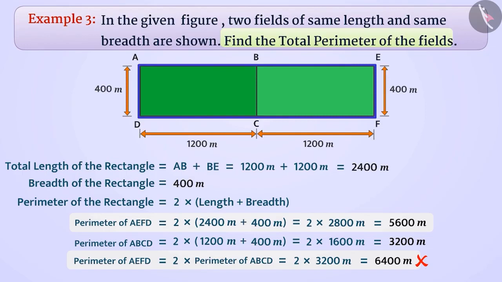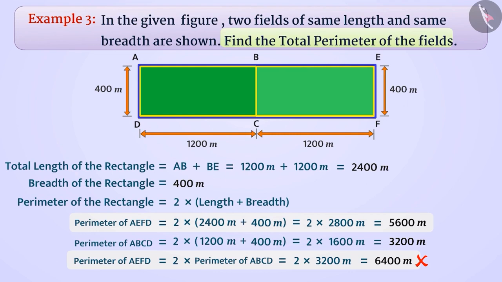You've got it right. The reason is that in this case, we have added all the sides of both the rectangles, in which we have unknowingly added the side BC twice. Since the side BC is not at the boundary of this bigger rectangle, while finding the perimeter, it will be wrong to add the length of this side. You must avoid such mistakes.